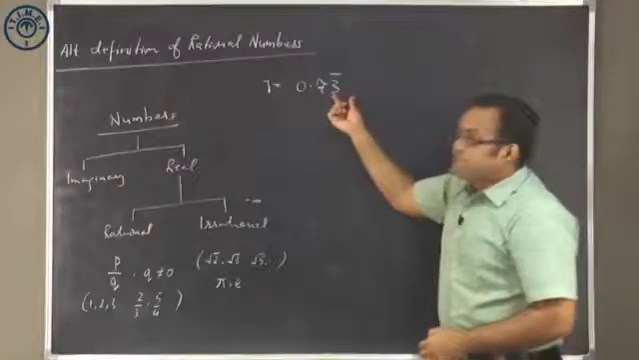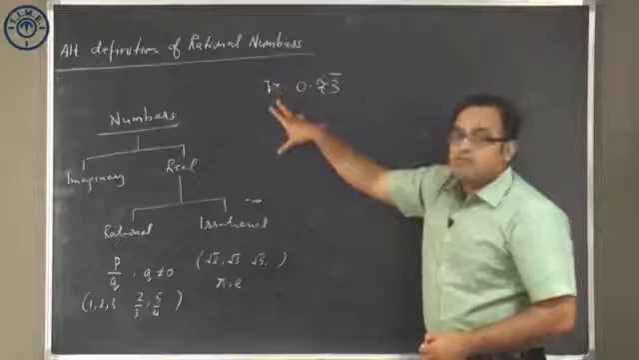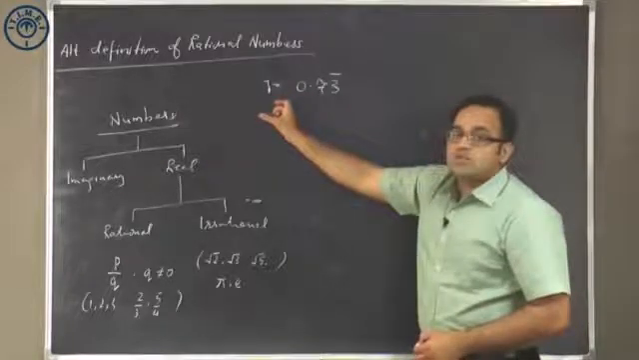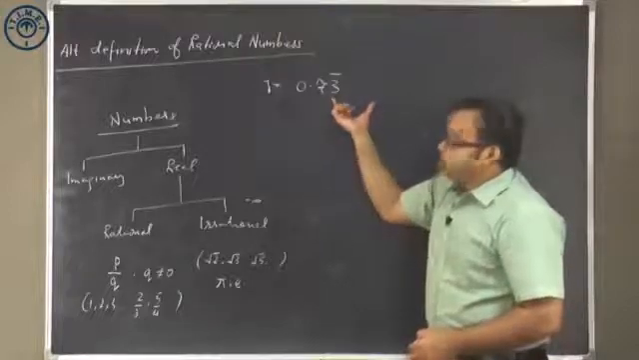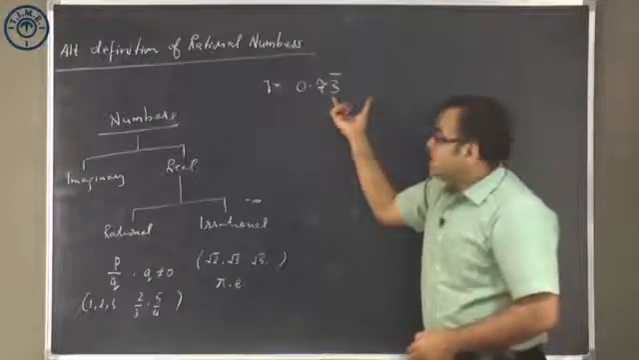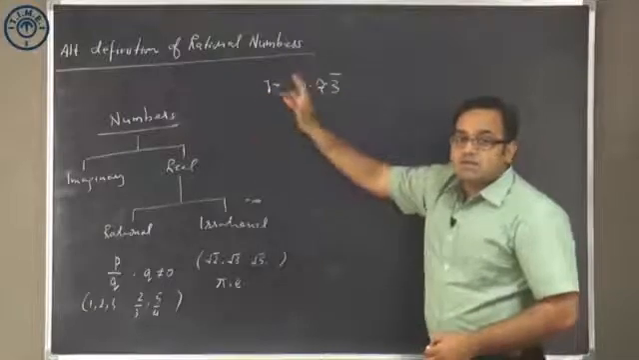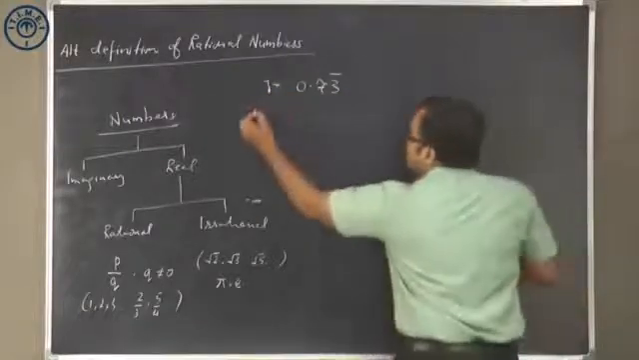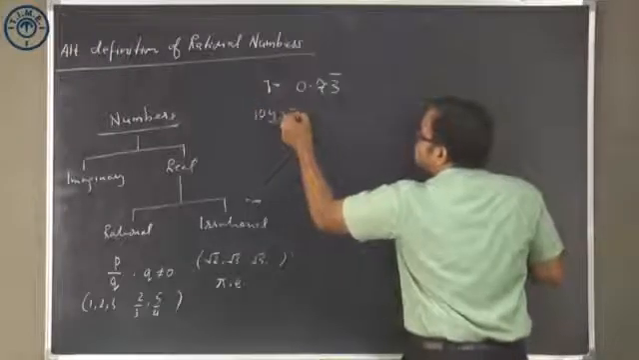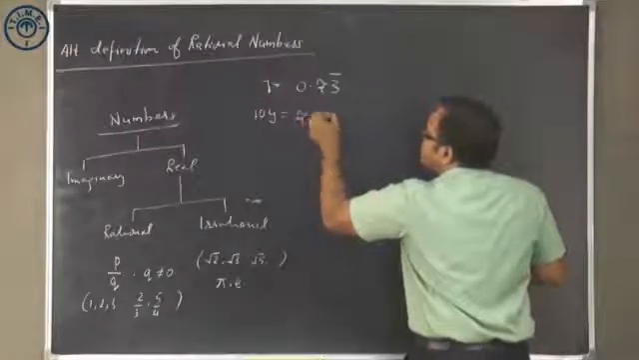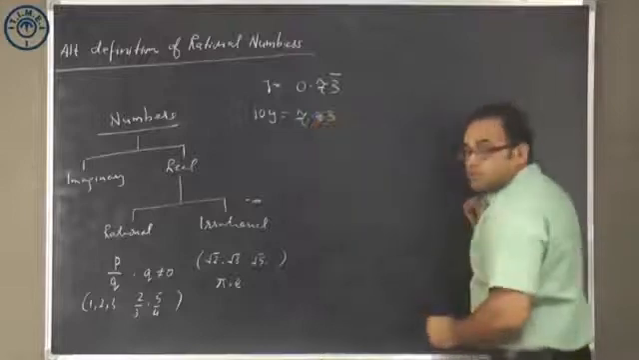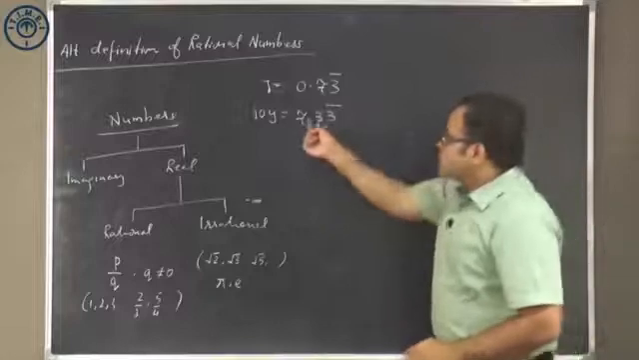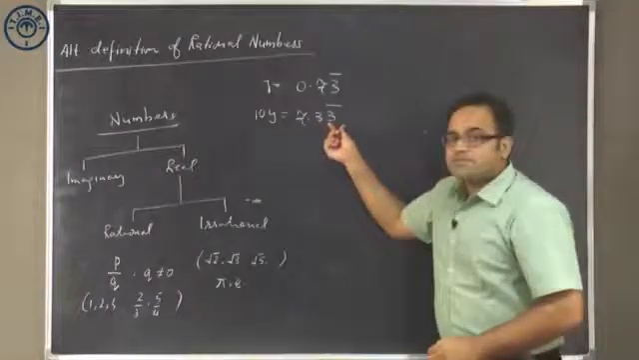Had there been two digits repeating, I would have multiplied by 100. Had there been three digits repeating, I would have multiplied by 1000. Depending on as many digits as are repeating, I multiply both sides by 1 followed by that many zeros. Here I am multiplying by 10, so 10y is equal to 7.33 and so on, because 3 has a bar, so this will become 7.33 bar.